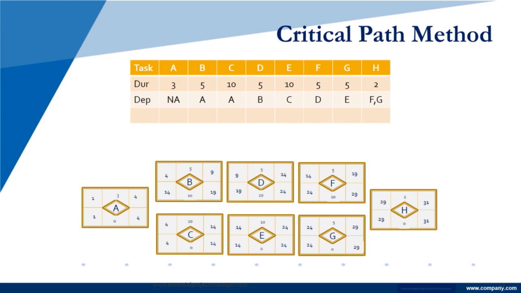Now, we're looking at the critical path method. The critical path method is where we build those blocks of time that we've looked at. And here we have a matrix with duration and dependency. It's important to understand the difference between the duration, which is how long a task takes, and the dependency. What's it dependent on? The blocks down here show us that relationship.